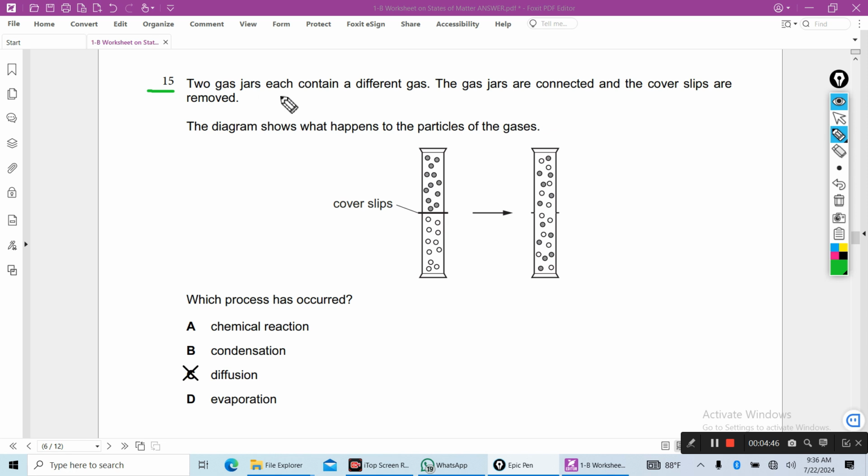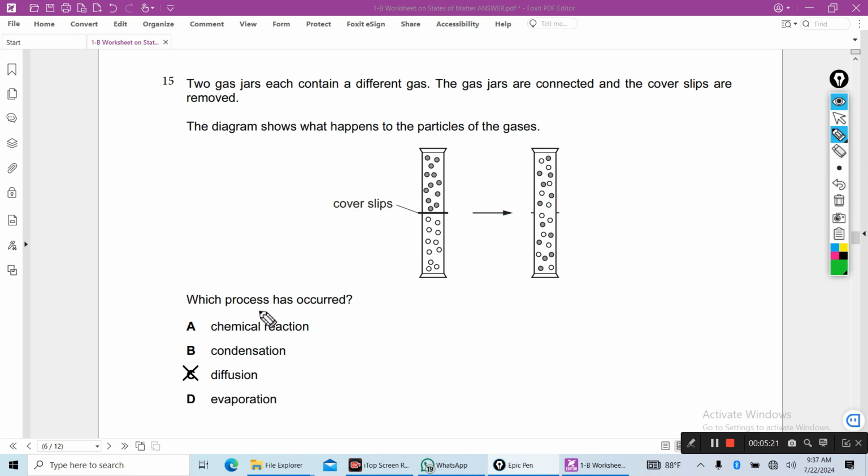Two gas jars each contain a different gas. The gas jars are connected and the cover slips are removed. The diagram shows what happens to the particles of the gases. You see, this one is one gas, another is another gas. When the cover slips are removed, the two gases mix, I mean diffusion happens.